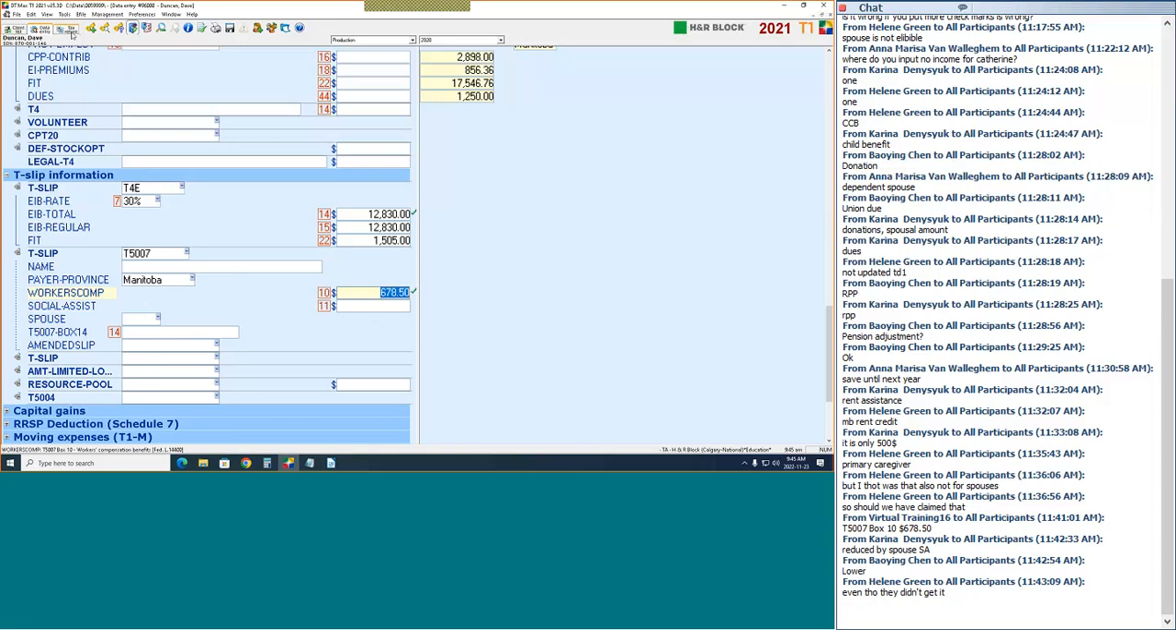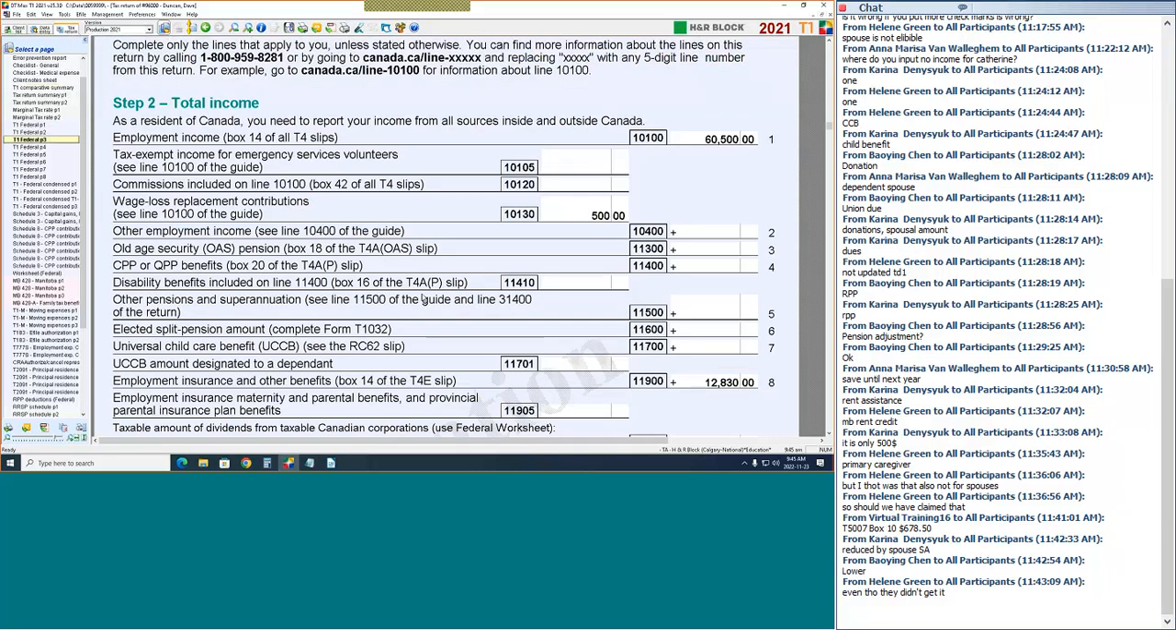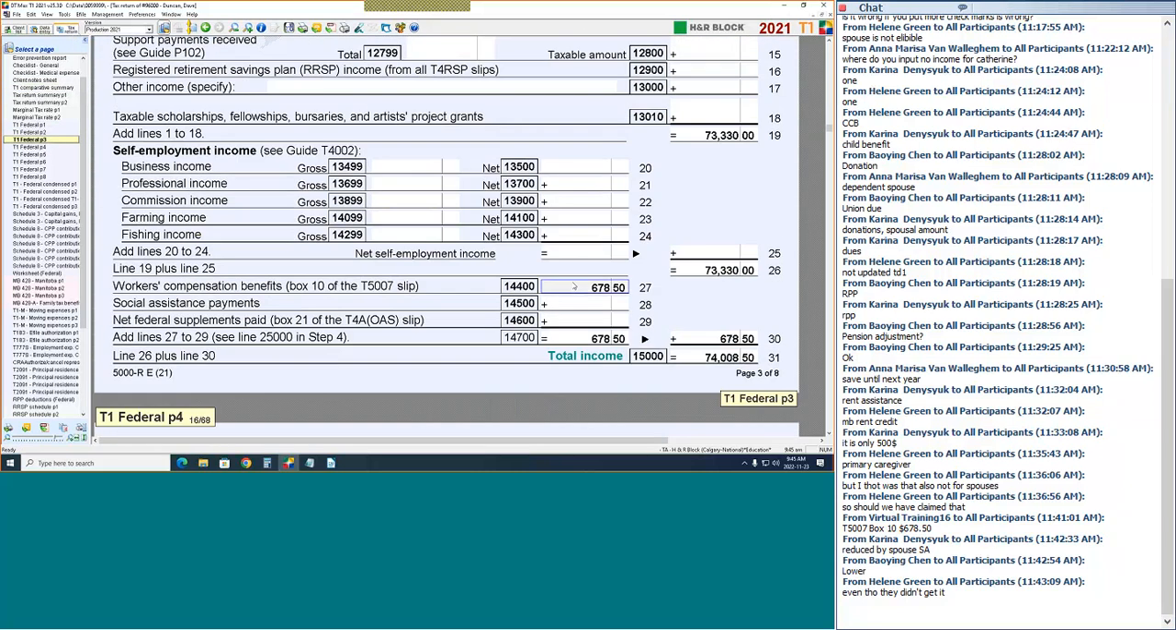Then we go to the tax return and see what it did. Remember, workers' comp goes on to total income and comes off taxable income. Let's see if the computer did that correctly. So I'm going to go down here. You're going to see workers' comp is going to show up in line 14400. It's added to total income.